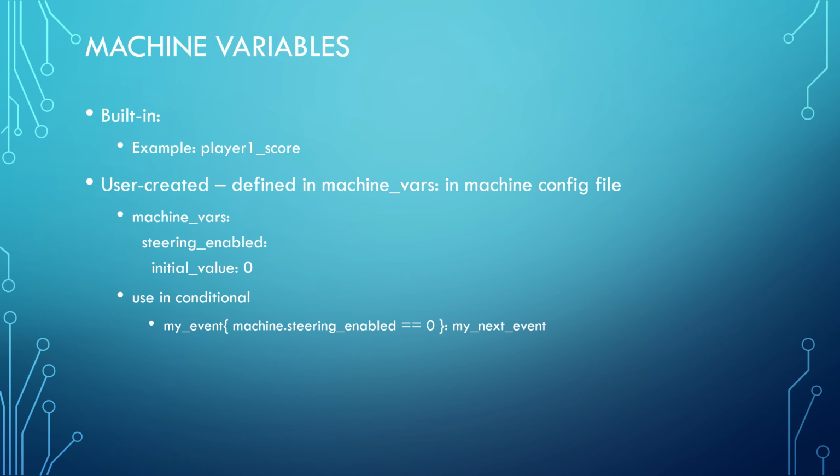All right, what can you compare? You can take machine variables, and there are built-in ones and user-created ones. The built-in ones are something like player one score. User-created ones are whatever you need that you usually want to maintain in between games or in between players, that are not going to be changing, just something that's associated with the machine level and not the player level. And the way you use it is in the conditional, you just type machine dot and then the variable name.